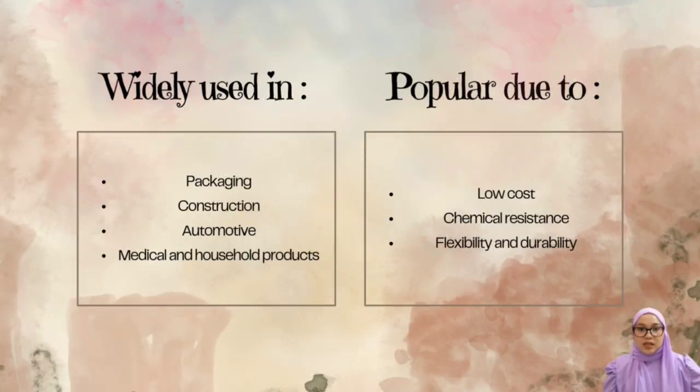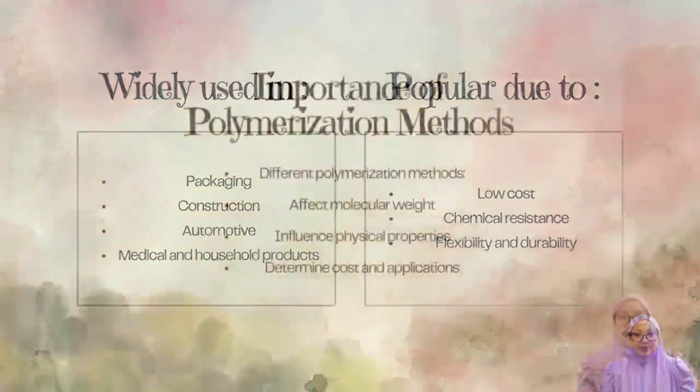Due to these properties, polyethylene is widely used in various industries such as packaging, construction, automotive, medical equipment, and household products. Examples include plastic bags, bottles, pipes, and food packaging. Polyethylene is popular because it is lightweight, flexible, chemically resistant, and durable.